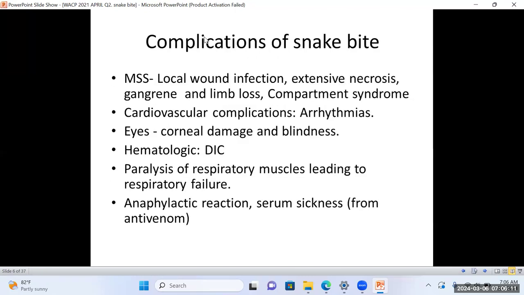So complication of snake bite will be musculoskeletal system. You have local wound infection, especially from those who have necrotizing injuries, extensive necrosis, gangrene, limb loss, compartment syndrome. Then there's cardiovascular compromise, such as arrhythmias may ensue because of the possible myotoxic effect of the snake bite. For the eyes, depending on if the patient is spat into the eyes, the patient can have corneal damage with blindness, which may be permanent. There can be disseminated intravascular coagulopathy, paralysis of the respiratory muscles leading to respiratory failure, then anaphylactic reaction from the treatment of the snake bite.